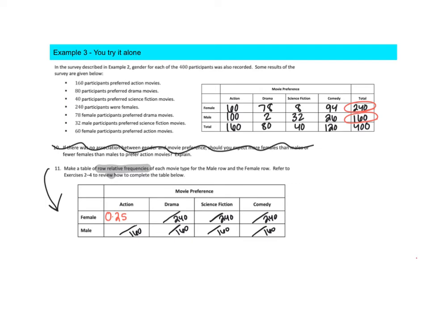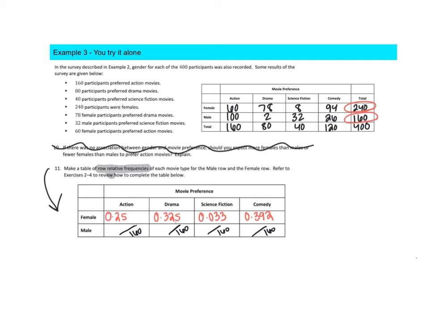All right, here are the answers you should have found for drama. Our frequency for the women was 0.325. I'm going to go ahead and erase comedy too. For science fiction, it was 0.033. And for comedy, it was 0.392.